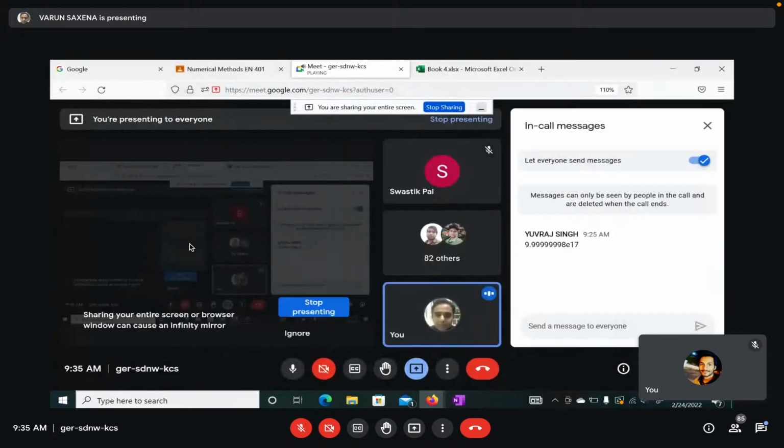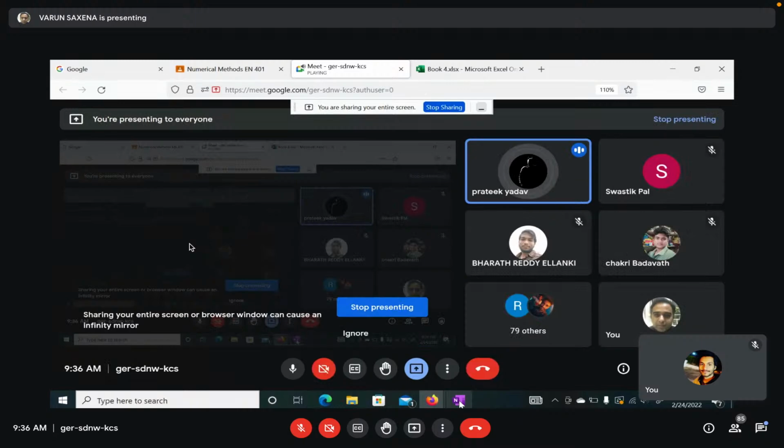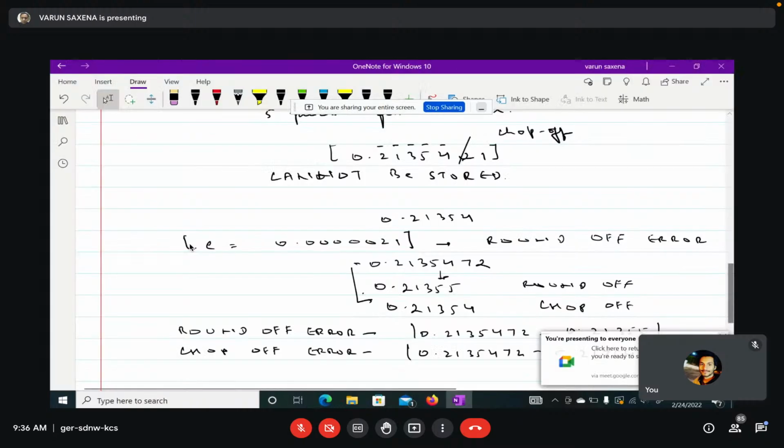No, sir, it was me, sir. Sir, in the present times, there are supercomputers which are used for big calculations. So, sir, are these supercomputers made in a specific way to minimize these types of errors?